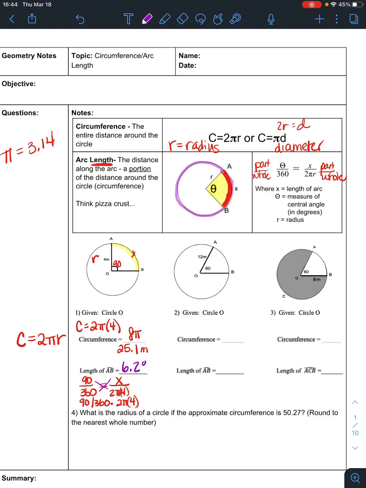Now I want you to see something, 6.28. Well, notice that this is 1/4 of the circle. If I take 25.1 and divide that by 4, you know what I get? 6.28. And so we're going 1/4 of the distance around. So this 90 over 360, notice what that is. If you reduce 90 over 360, you know what that is? 1/4.